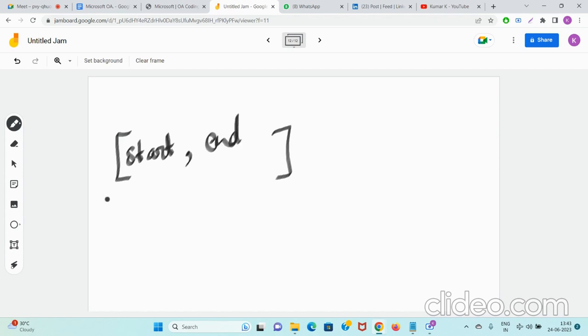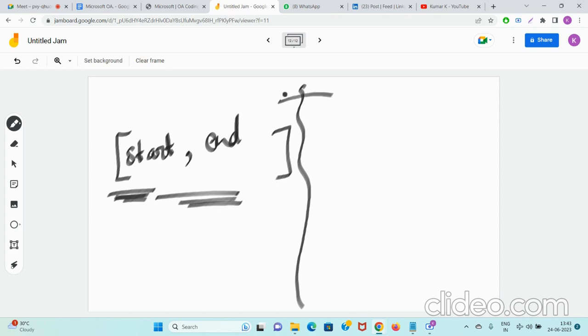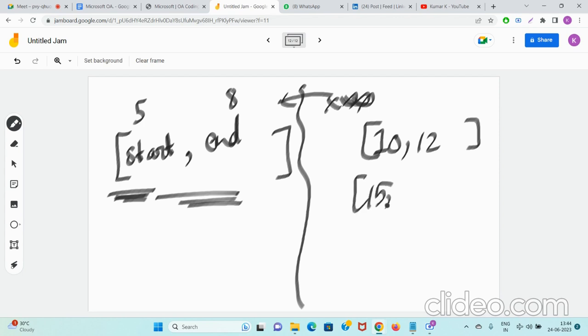So guys, let's say your start pointer is this, your end pointer is this. Now the question is, which are the intervals on the right which will never touch this? Say the start is 5, end is 8. Tell me which are those intervals on the right which will never touch 5, 8. Common sense. I'm giving some examples. There is one interval from 10 to 12. Another is 15 to 80. And another is 6 to 100.